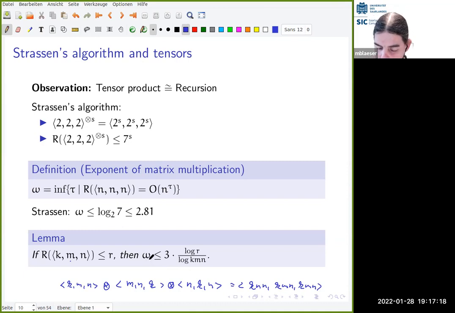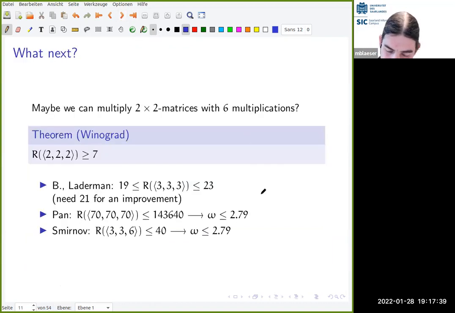You always get an upper bound of omega, which is given simply by 3 times the logarithm of R divided by the logarithm of KMN. And of course, when you see this, you can ask yourself, are there other starting algorithms besides Strassen's algorithm? Is this the best starting algorithm? That's what people tried. The first thing you can ask is, can I multiply 2 by 2 matrices with maybe 6 multiplications? This would be the easiest, right? But unfortunately, that's not true.